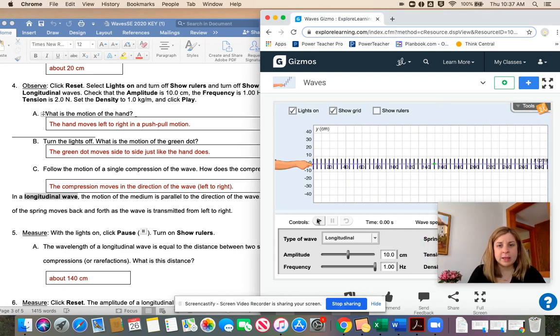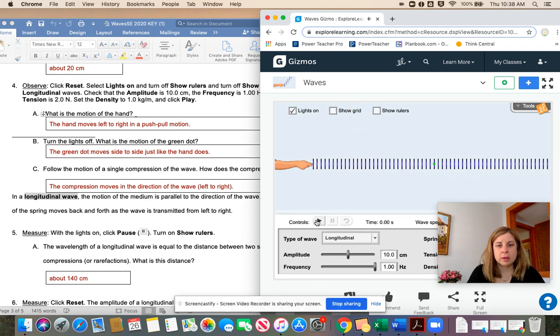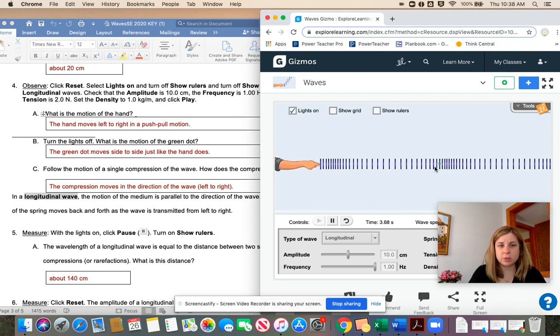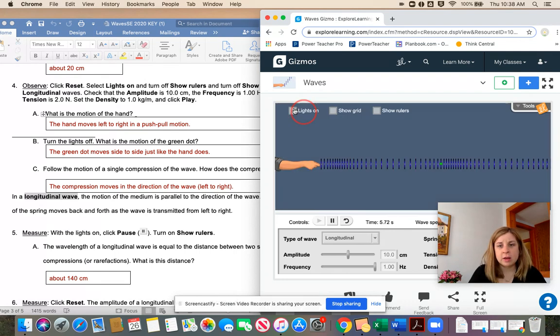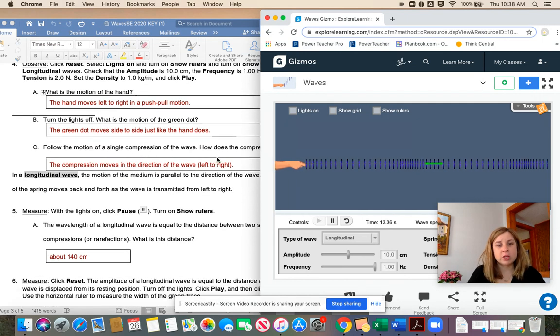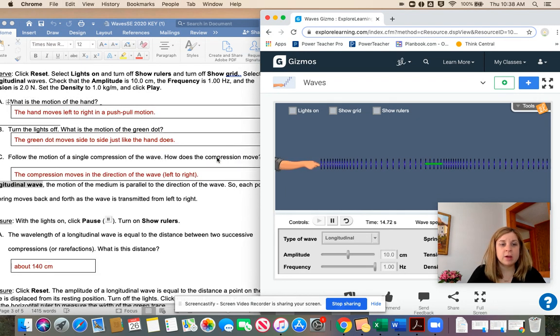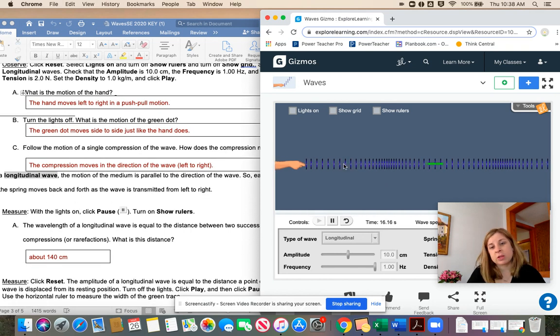So I press play. And again, we see this motion that the hand moves left to right in a push and pull motion. The green dot moves side to side like it did, like the hand motion, okay? So this is parallel to the hand motion. And then follow the motion of a single compression. How does the compression move? It looks like the compression is moving left to right, okay? So no matter what, in both examples, the waves are moving left to right.